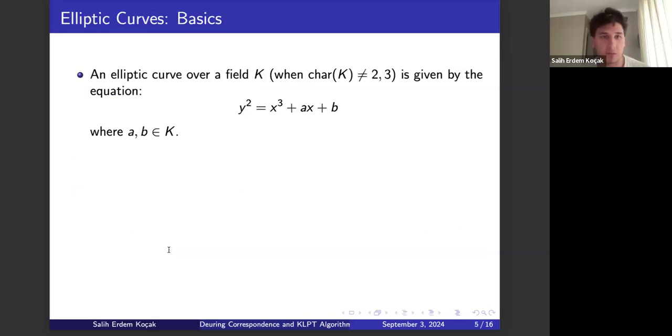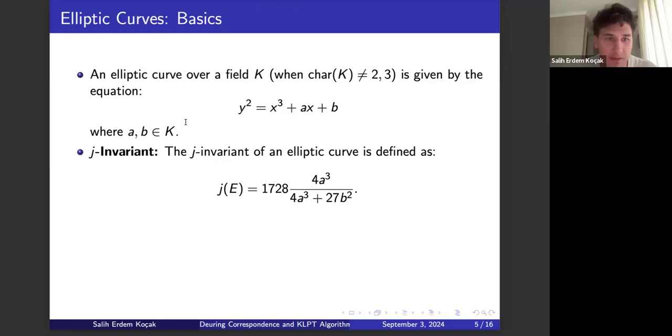Okay, and we can move to the elliptic curves here. So an elliptic curve is given by this equation, and it's defined over a field K. And if the characteristic of this field is not 2 or 3, we can give the elliptic curve from this equation. It's actually a more generic equation in general, but for our purposes the characteristic will not be 2 or 3. So our elliptic curves can generally be given by this formula.